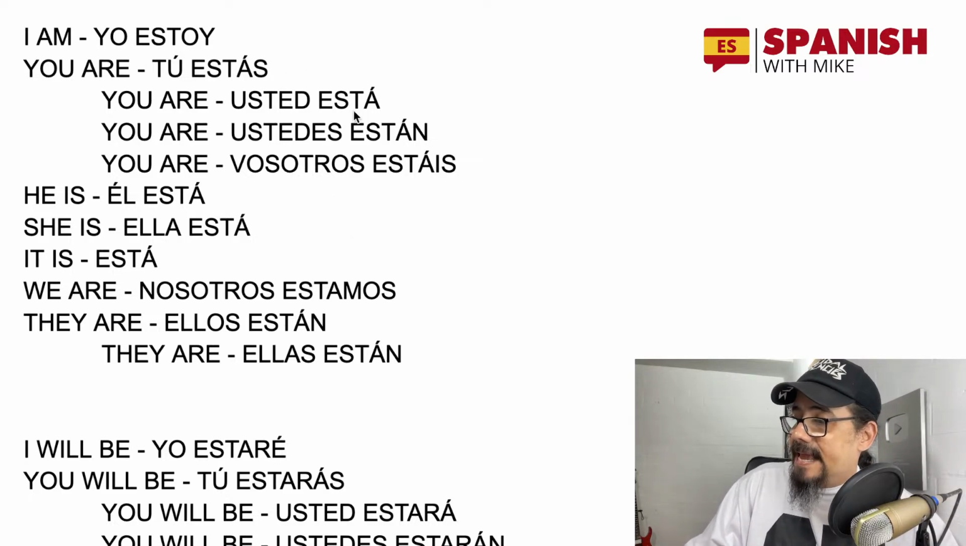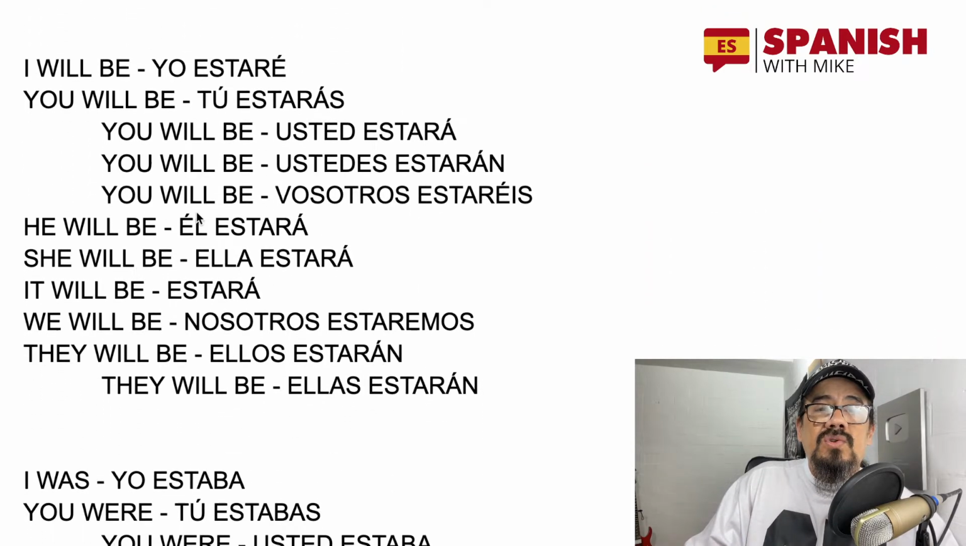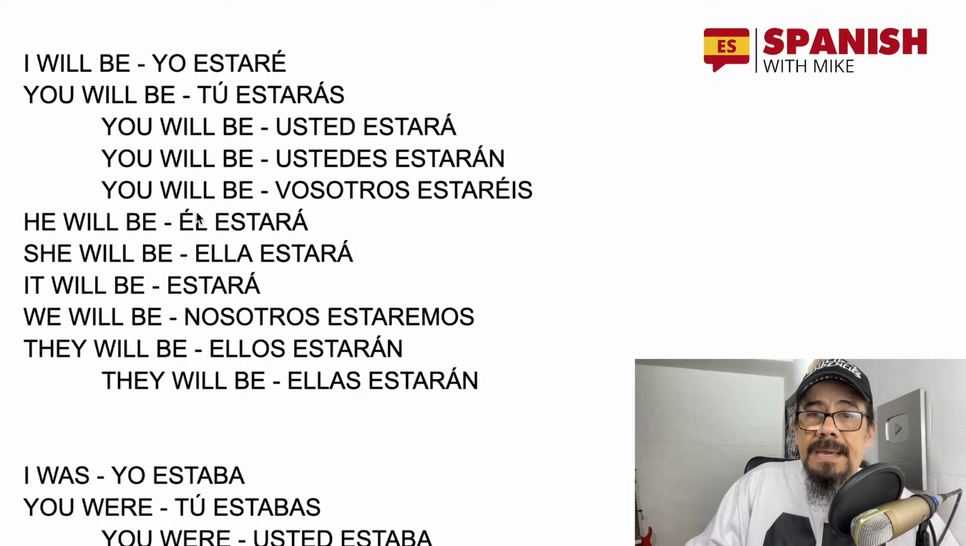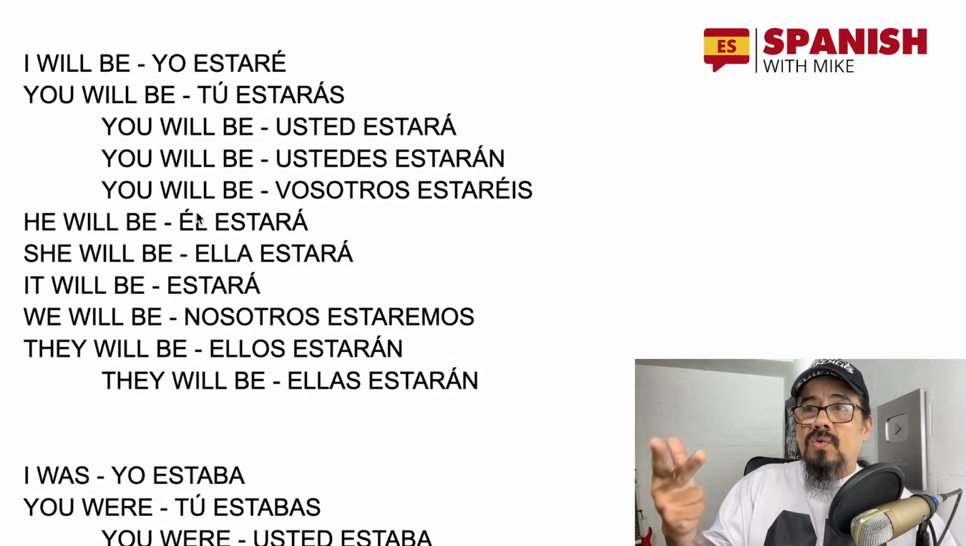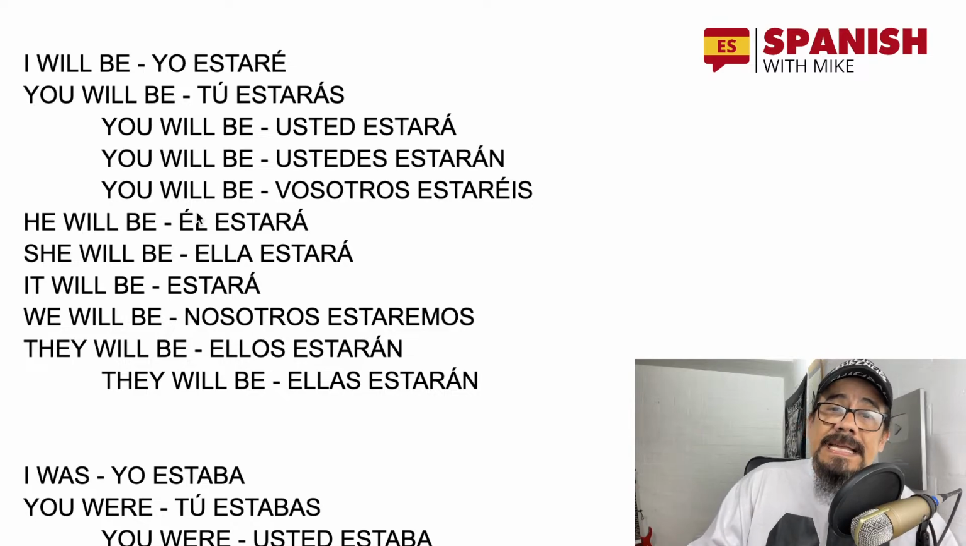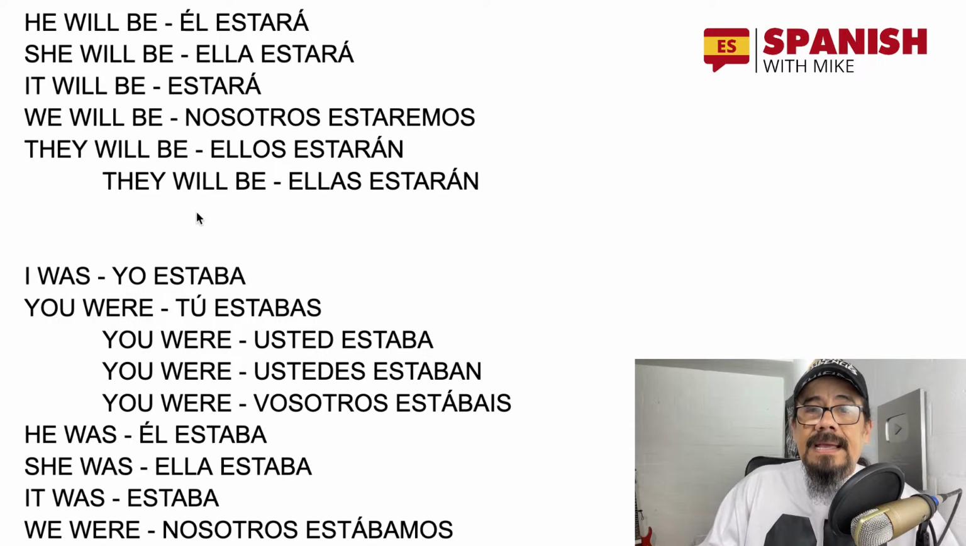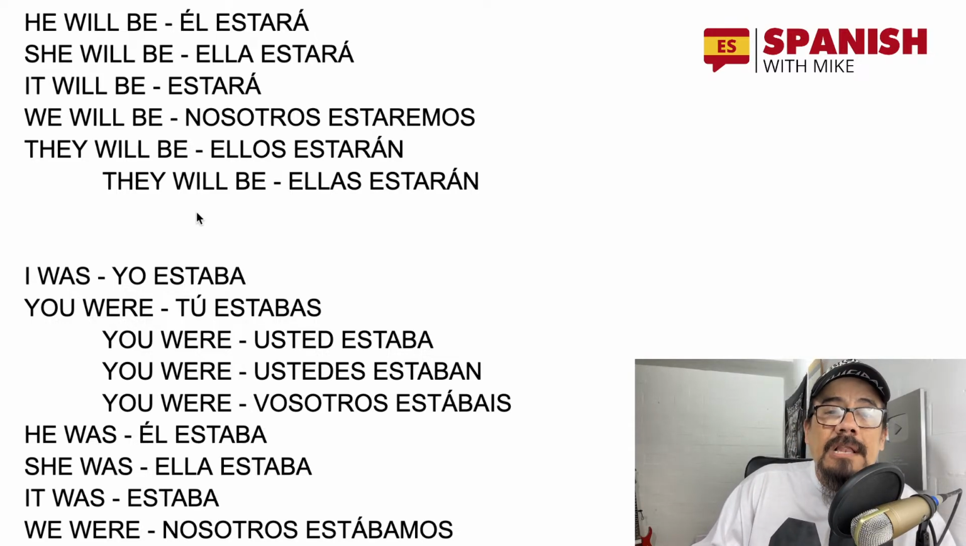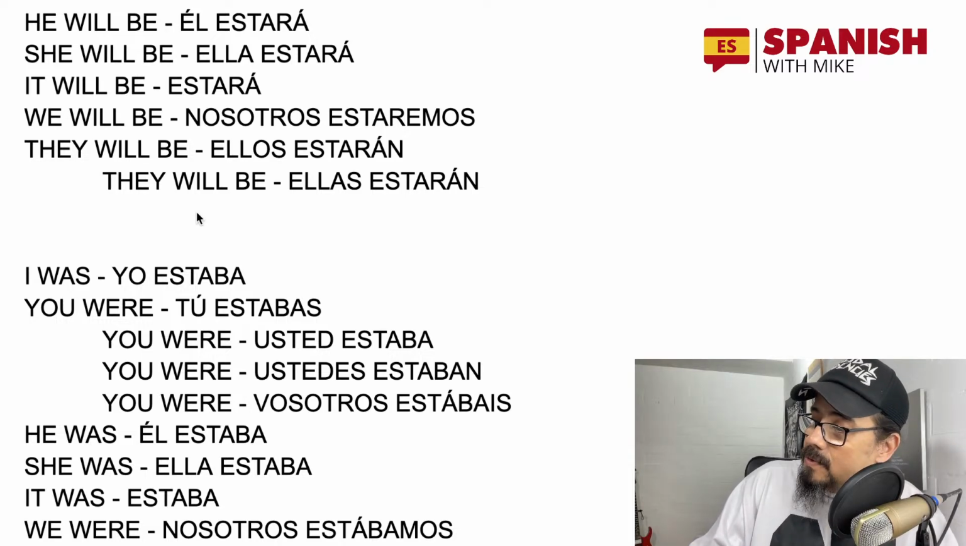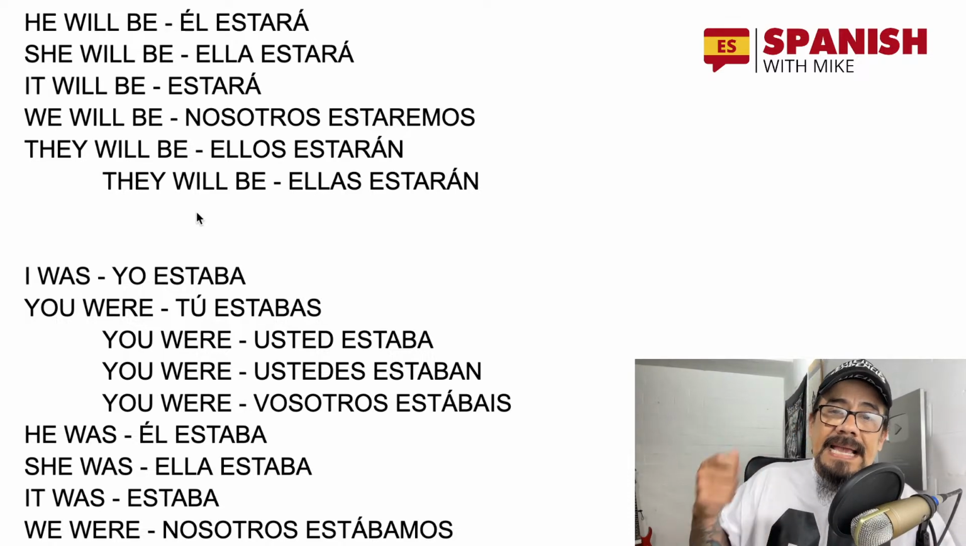It's always the same. So if we move to the simple future, I will be, yo estaré. You will be, tú estarás, singular, informal, close relationships. You will be, usted estará, singular, formal. Ustedes estarán, plural. Vosotros estaréis, plural, Spain. Él estará, he will be. Ella estará, she will be. Estará, it will be. Nosotros estaremos, we will be. Ellos estarán, they will be, male. Ellas estarán, female.